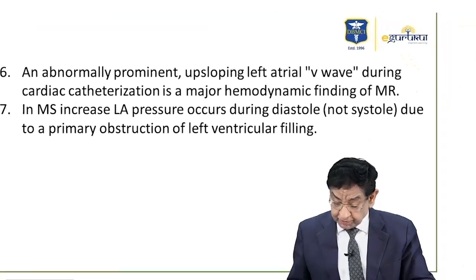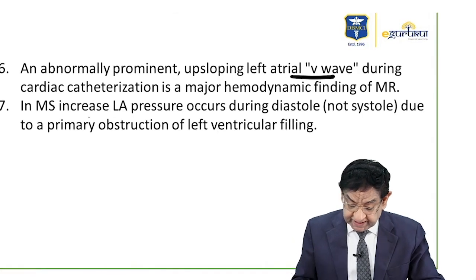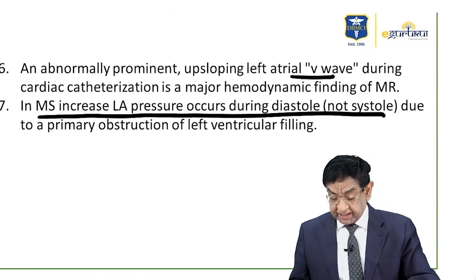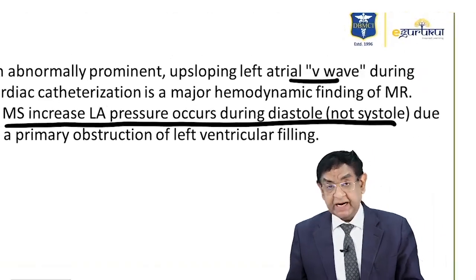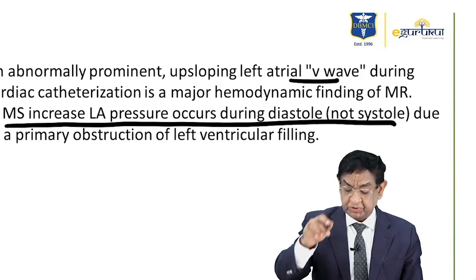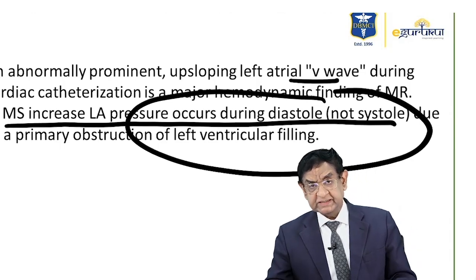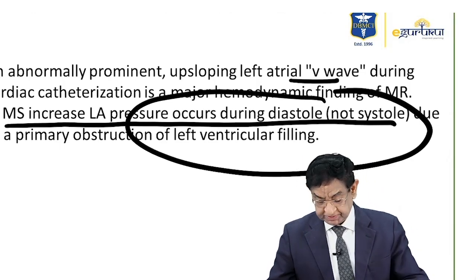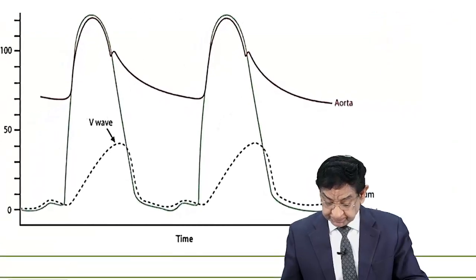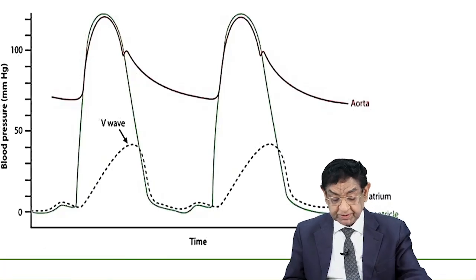So we are getting a prominent V wave, and again saying, in mitral stenosis, increased pressure occurs in diastole, and in mitral regurgitation, the increased pressure occurs in systole. The one line which I told you, but I want you to reinforce the statement, the LA pressure. So now you look into this same chart.